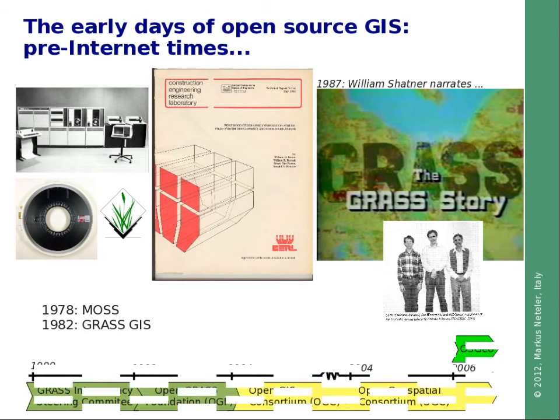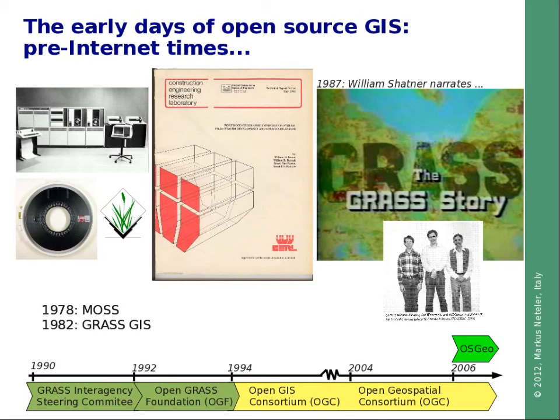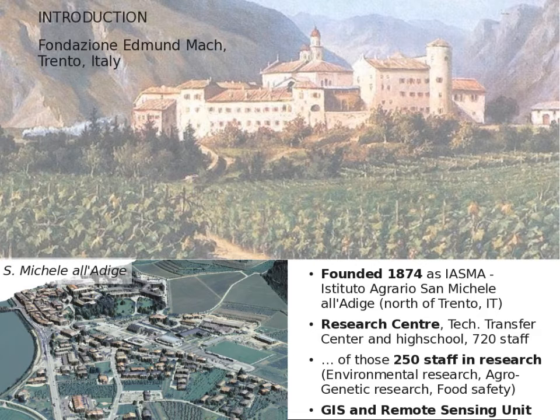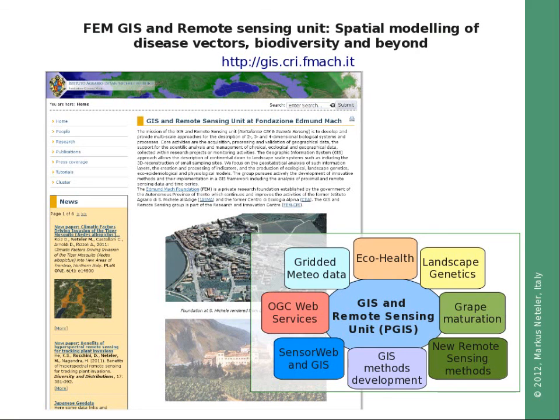I'm the head of the GIS and remote sensing unit of the research center. My group focuses on different topics, especially the development of GIS methods and their implementation in software, also the development of new remote sensing methods. We apply those to eco-health topics, landscape genetics.